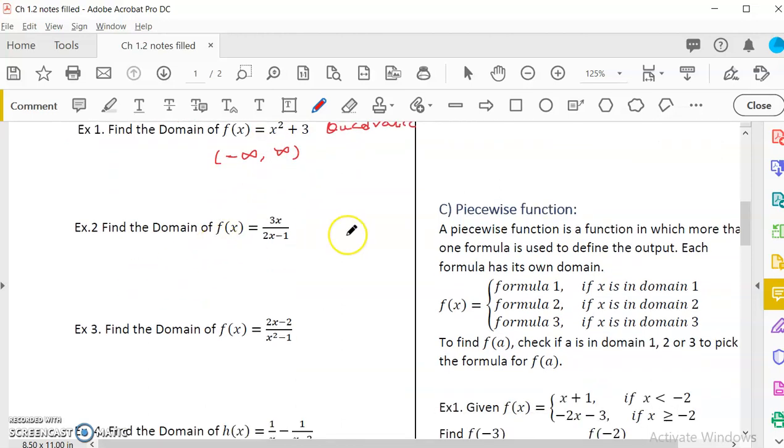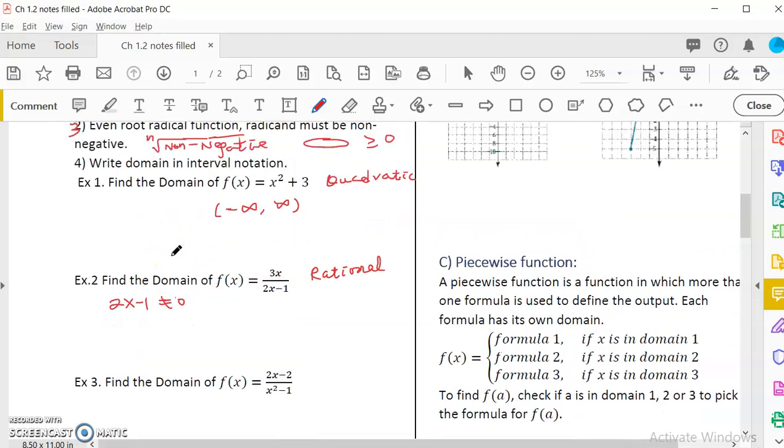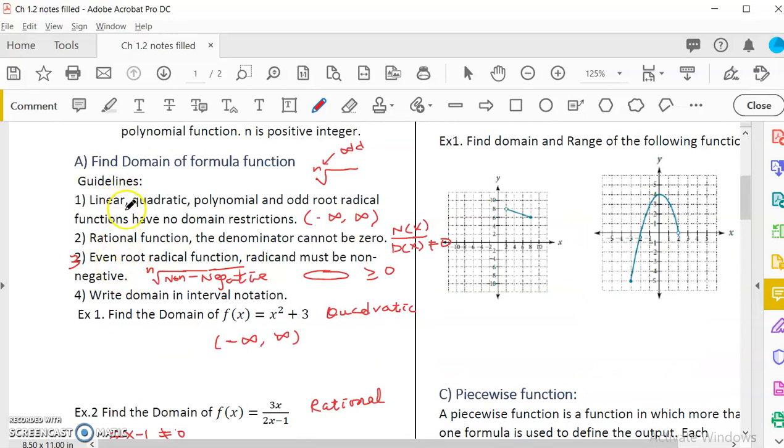Example 2. Another function is 3x over 2x minus 1. Oh, we have a ratio of two functions. This is a polynomial function, and this is a polynomial function. So we don't care about the numerator, but we care about the denominator. So we want to make sure that 2x minus 1 is not equal to 0, cannot divide by 0, right? So we say it's a rational function. If you can name them, you would be able to find the domain more clearly because of this kind of guideline.